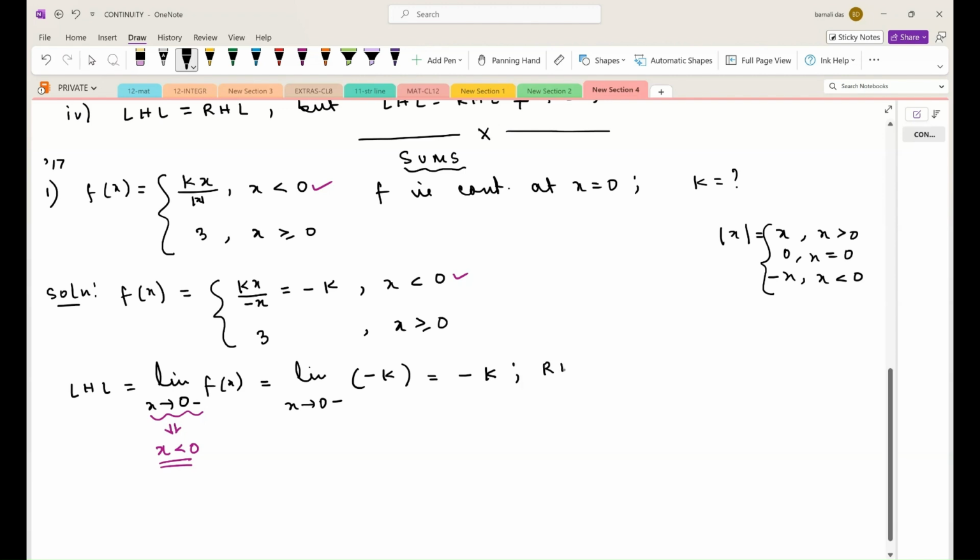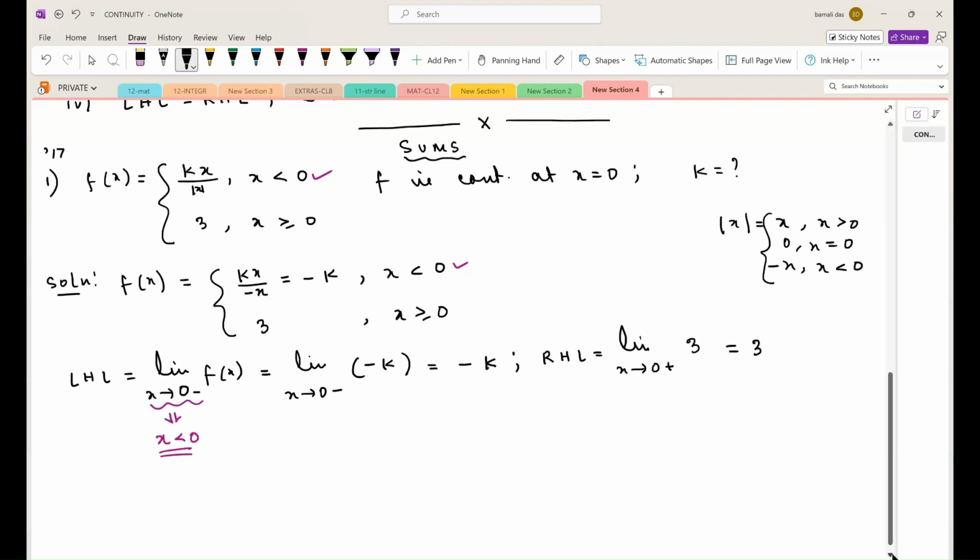Now let us see what is my right hand limit. Right hand limit is limit x approaches 0 from the right f(x). Now let's see what is f(x). Now it is the second branch and that is 3. So again it's a constant. So it is 3.